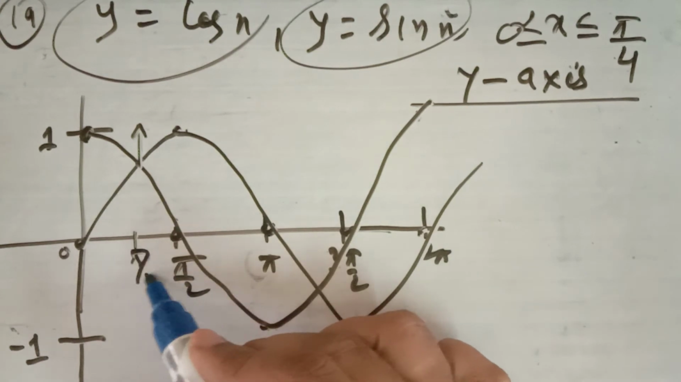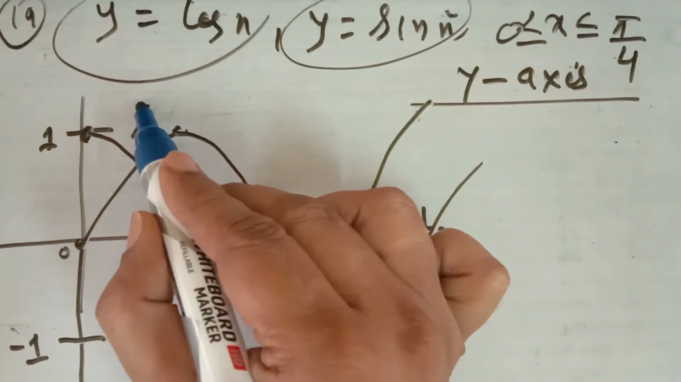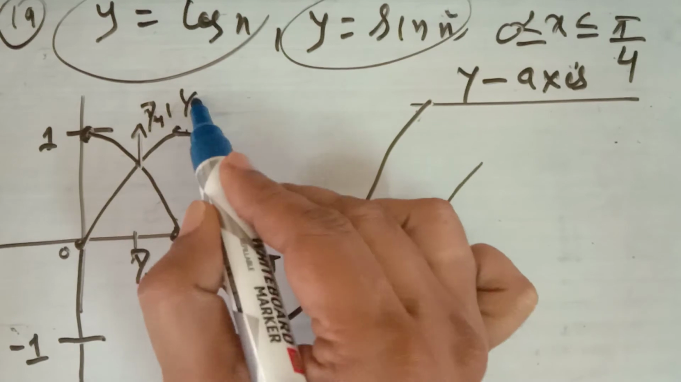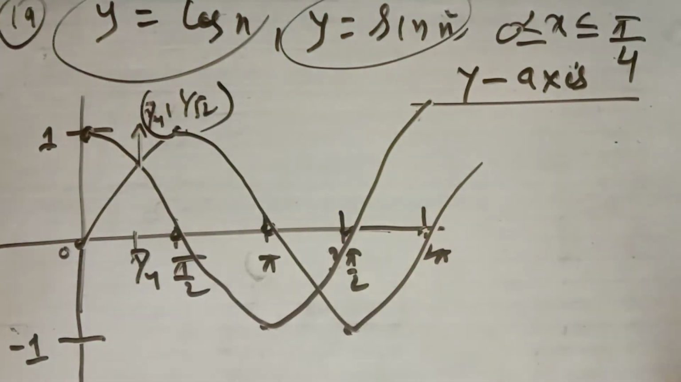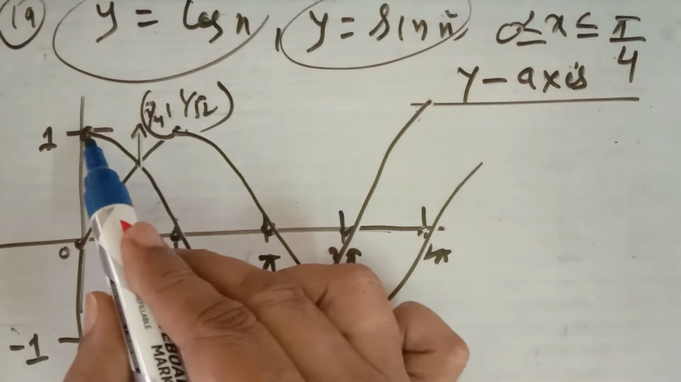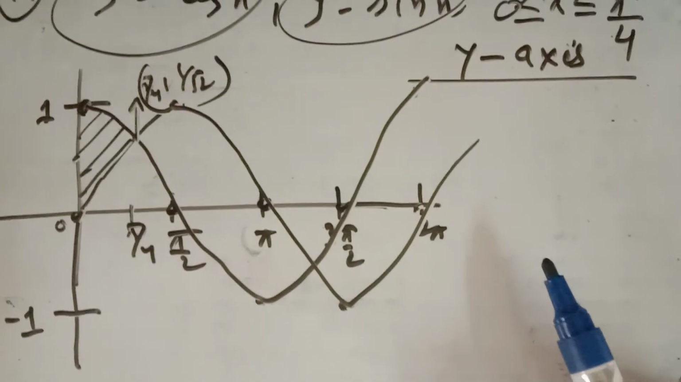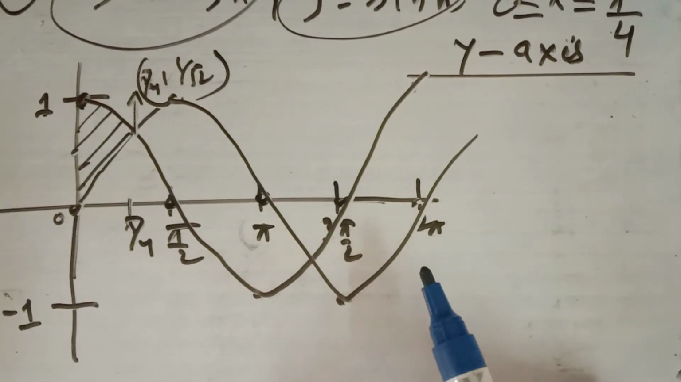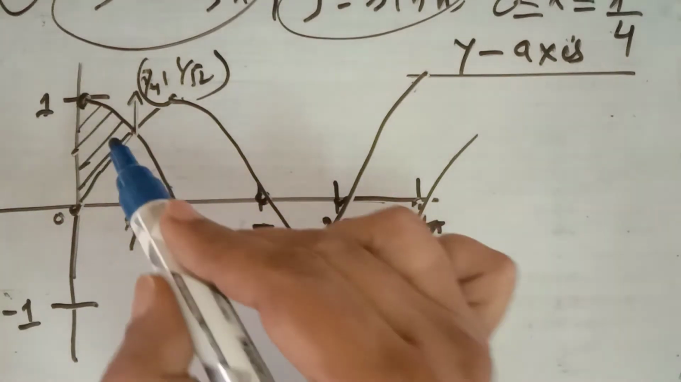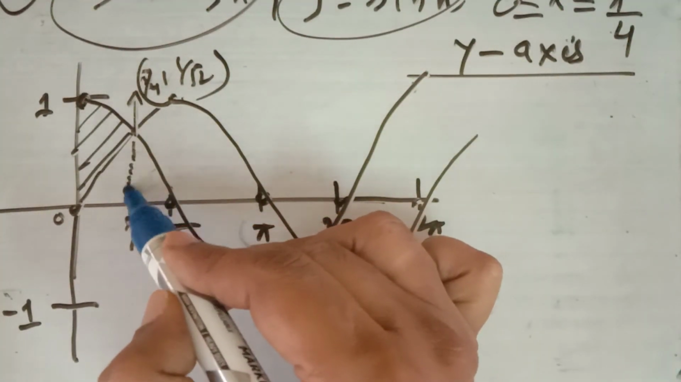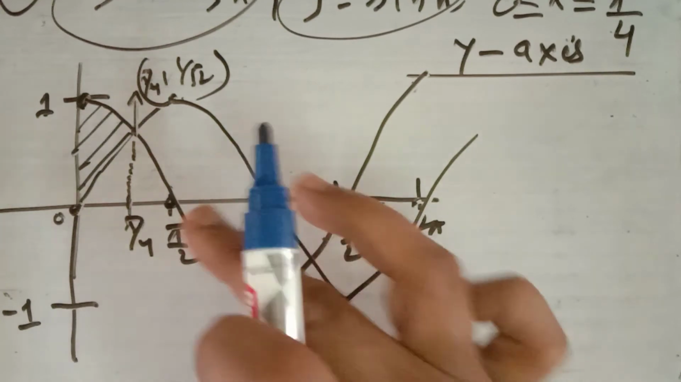Now we know that the point of intersection of sin x and cos x is at pi by 4. This value is pi by 4, 1 upon root 2. For 45 degrees sin and cos, the value is 1 upon root 2. Now which area you have to find? You have to find this area bounded by these two curves and the y-axis.